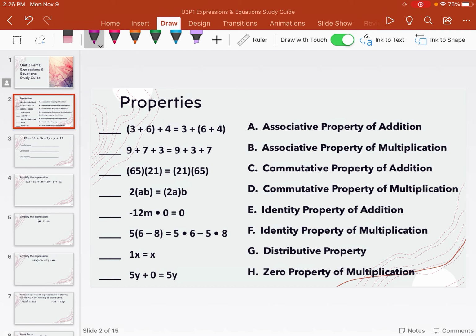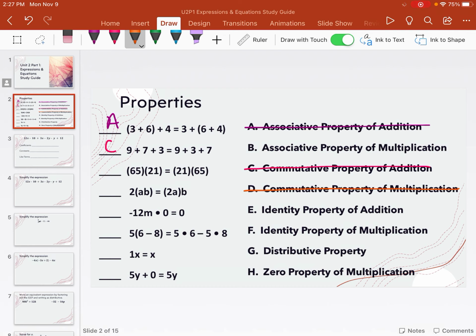Next one, the order did change, 973 and then 937. So this is commutative. Remember, when it changes the order, that's commutative property, and it is of addition, so C. Next one, we have 65 times 21 and then 21 times 65. Again, the order is changing, so commutative property D.